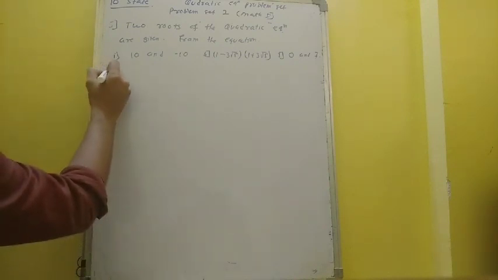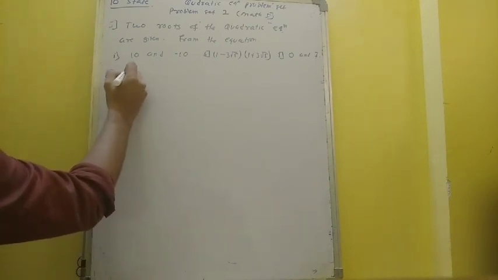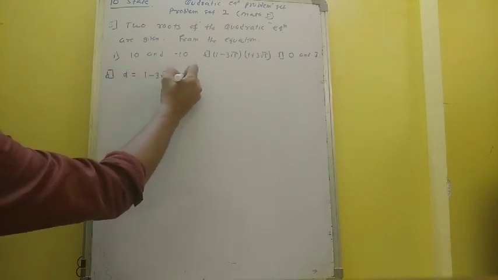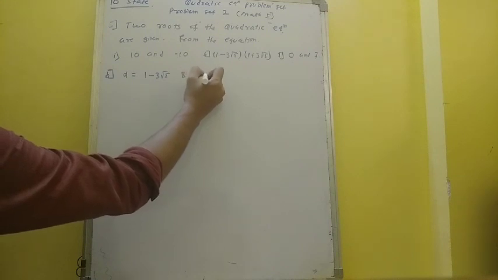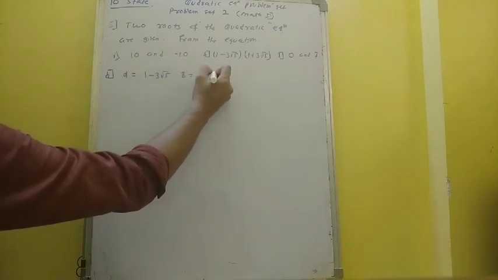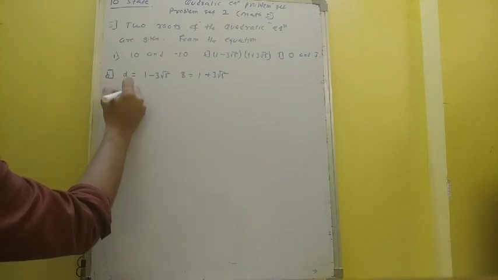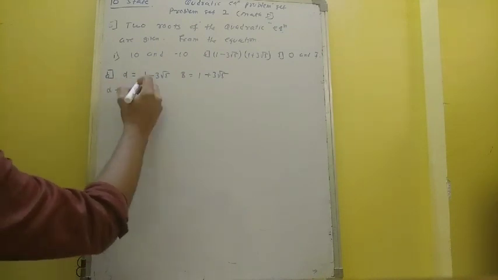For the B part, alpha is equal to 1 plus 3 root 5 and beta is equal to 1 minus 3 root 5. To frame the quadratic equation, do we need alpha plus beta? Yes, so I'll just find the value of alpha plus beta.